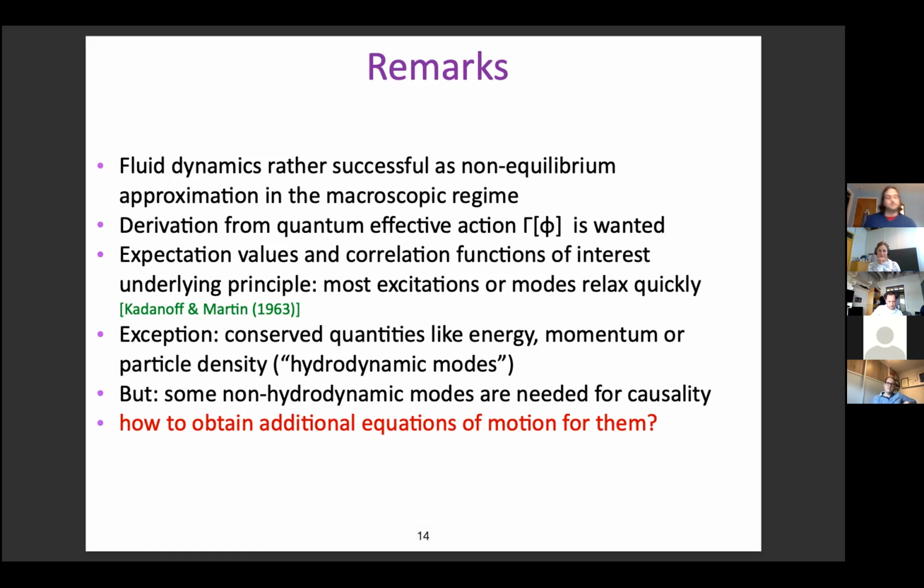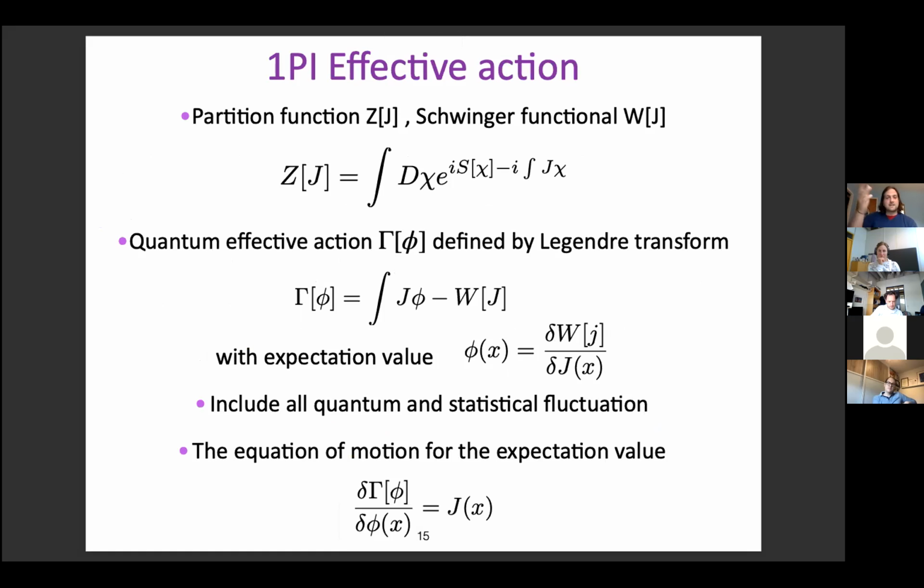Okay, thanks. So the point is how to obtain these extra equations, and as I said before, the starting point is the 1PI or quantum effective action. Here I put a slide to recap the definition. We usually define the partition function Z, or Schwinger function, its logarithm, as a path integral of the exponential of the action, with a source added on top of it. Then the quantum effective action is defined as the Legendre transform with respect to the source, with the expectation value given by this.